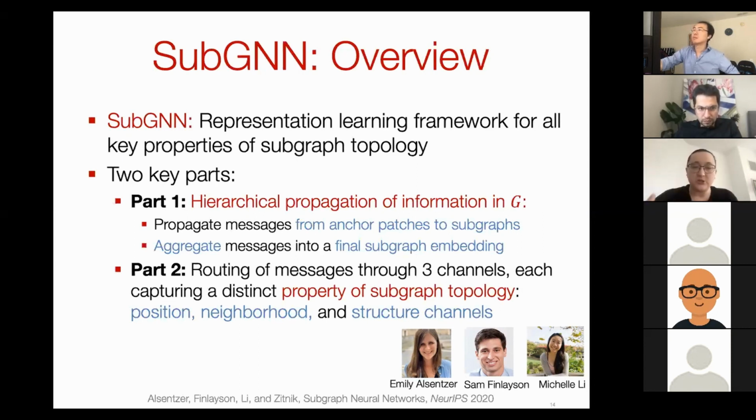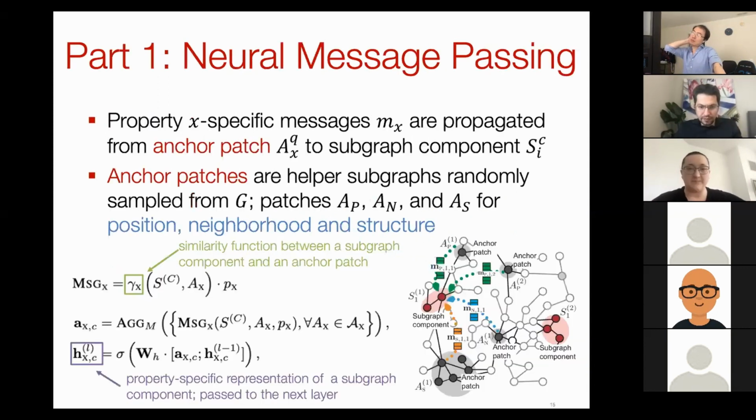And in part two, SubGNN specifies how to do that propagation effectively to capture different types of topology: position, neighborhood, and structure, as I described in the previous slide. So I have two slides of a bit more technical details, and then I will return to the high-level description.